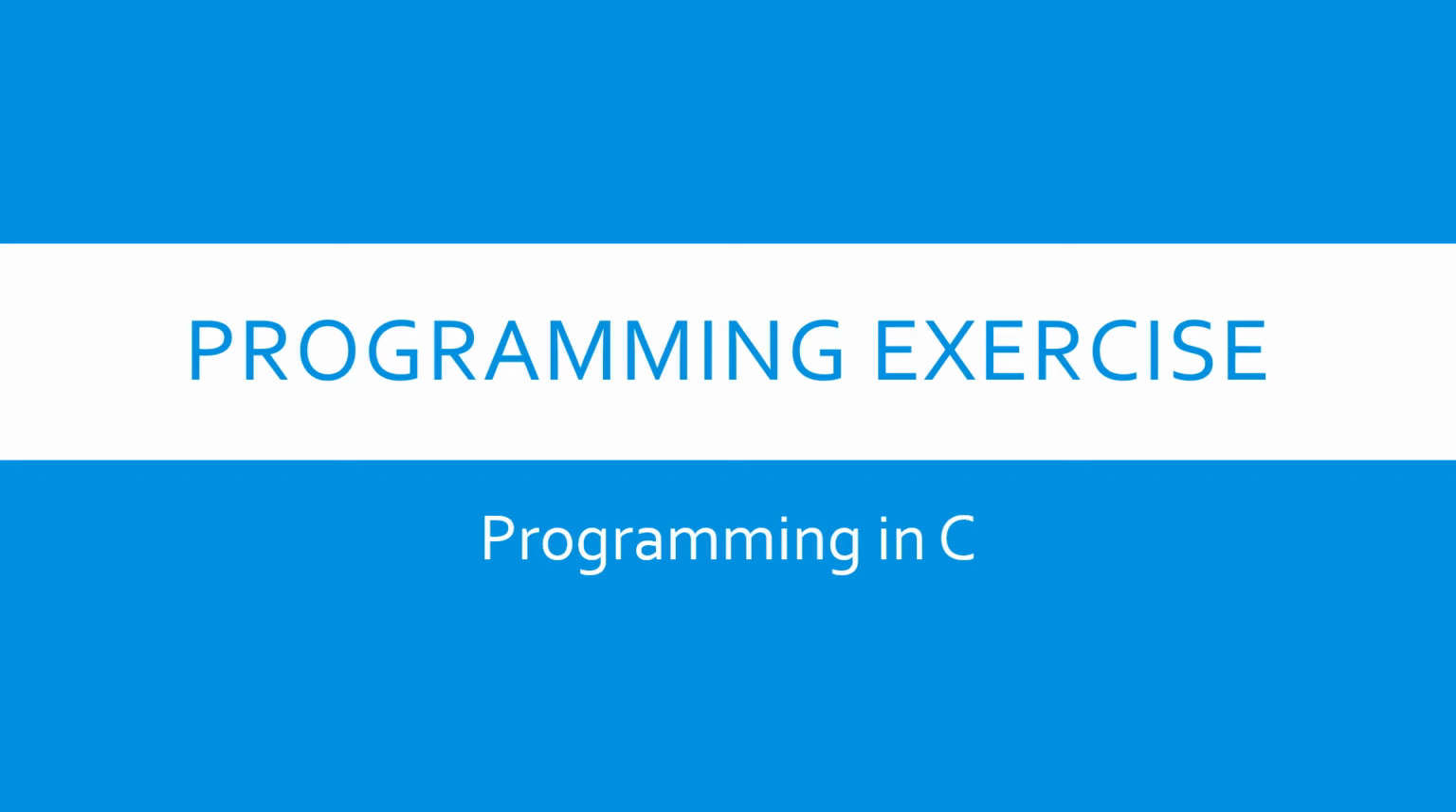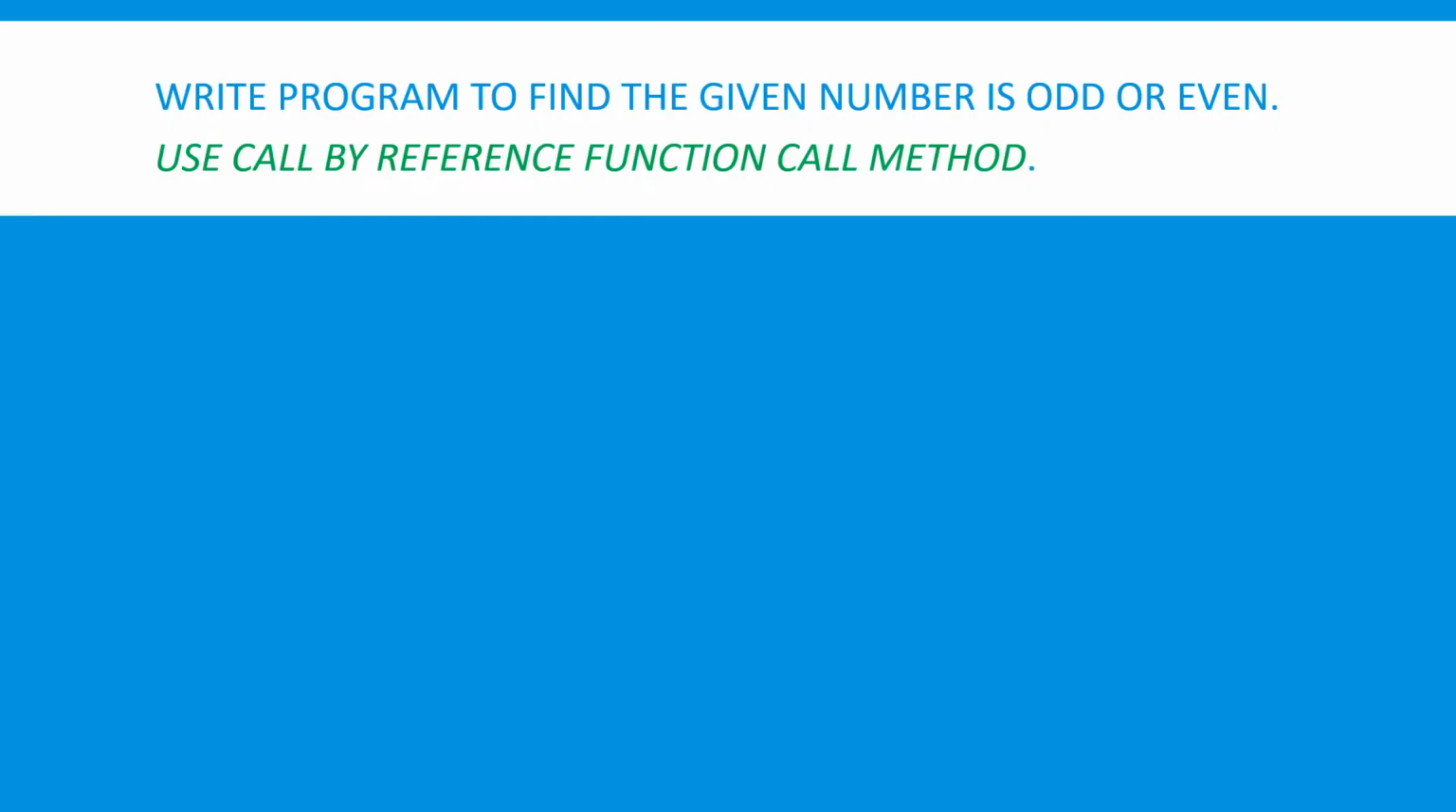Hello all. In this session, we are going to solve a programming exercise question in C language. The question is, write a program to find the given number is odd or even. Use call by reference function call method.